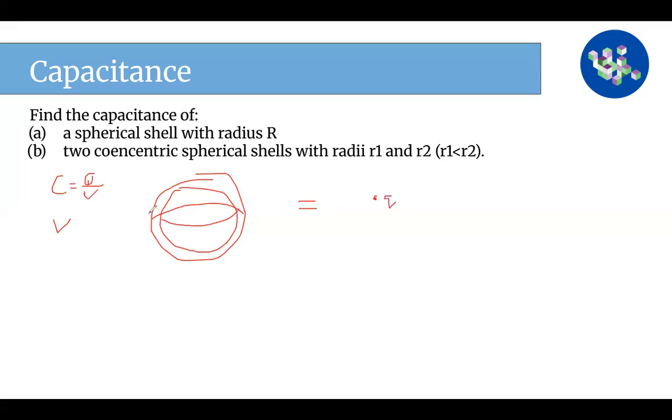What this means is that the voltage would just be Q divided by 4 pi epsilon 0 times your big R. And the charge would just be Q, so C would be Q divided by V. So I'm just going to get 4 pi epsilon 0 times big R. And that's just the capacitance of a spherical shell with radius R. That's our answer for part A.